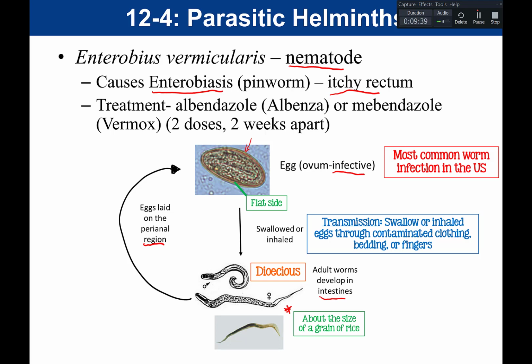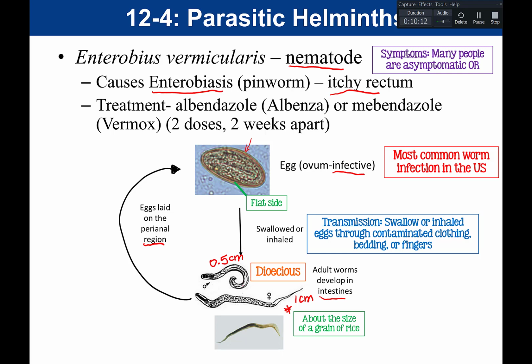In terms of size of the adult, again, the adult worms are about the size of a grain of rice. Male and female look different. The female is going to be the larger of the two, and she is approximately 1 centimeter in size. The male, on the other hand, is going to be smaller. He is approximately 0.5 centimeters. So he is smaller of the two.